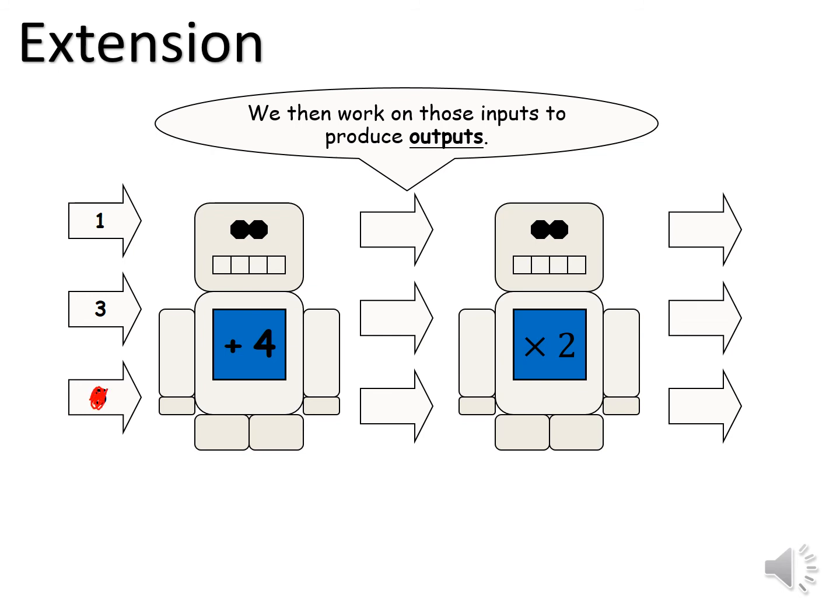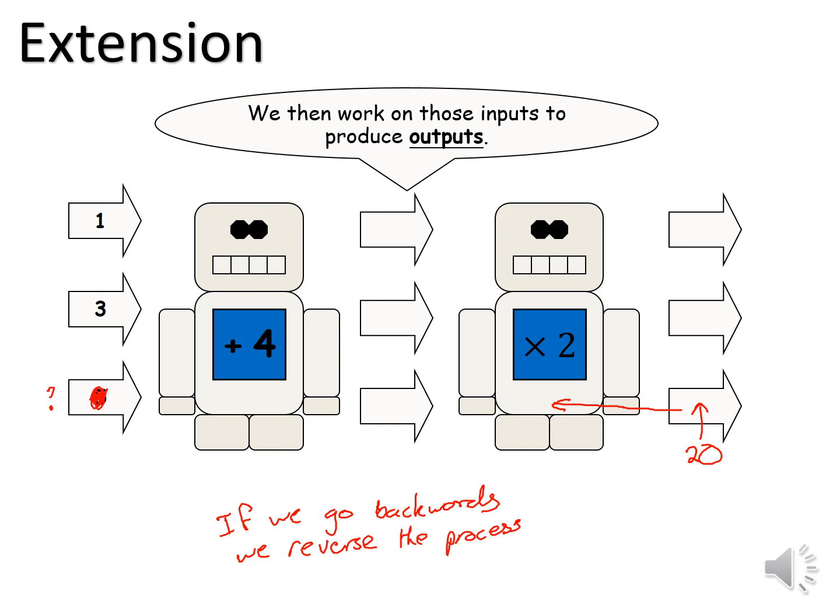Okay, so let's say we've got 20 in our output box. So we've got 20. How could we work out what went into the function machine? So think about what we did last time. So we're going to have to go backwards through the function machine. So what do we do when we're going backwards? Well, it's the same rule as before. If we go backwards, we reverse the process as well. So if we go backwards through the function machine, we reverse the process. So if we've got 20, instead of doing 20 times 2, we do 20 divided by 2. So that means that what went into the second function machine was 10.